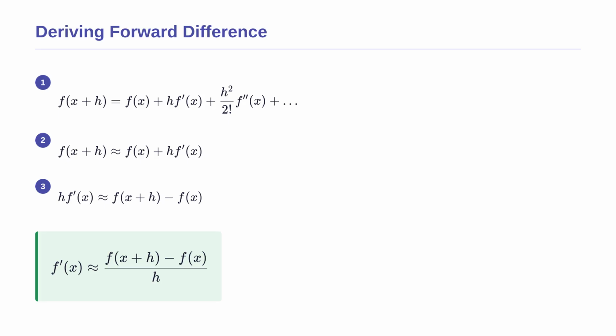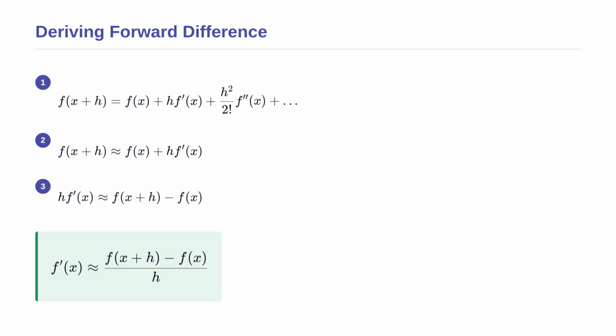Now that we have seen the formula, let us understand where it comes from by deriving it. We start with the Taylor series expansion for a point slightly ahead. The series includes the current value, the first derivative, the second derivative, and higher order terms. Because our step size h is a very small number, h squared is even smaller. Therefore, we can truncate or chop off the series after the first derivative term to create a simple approximation.